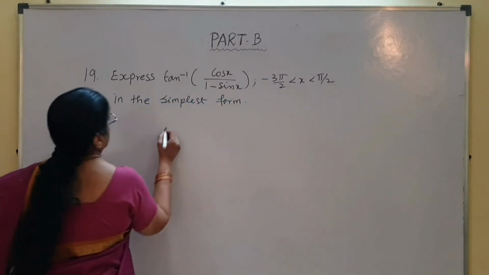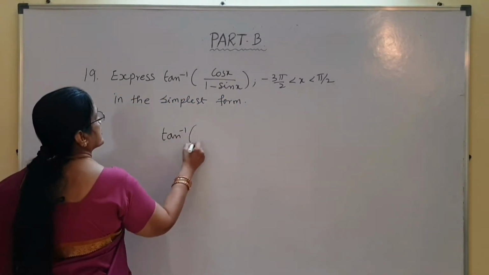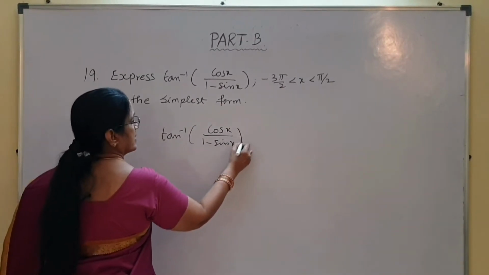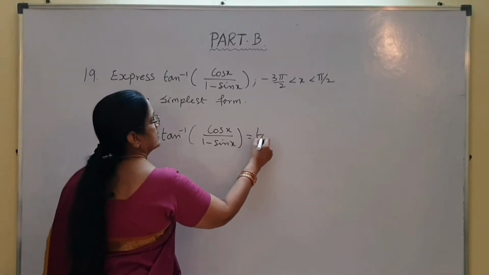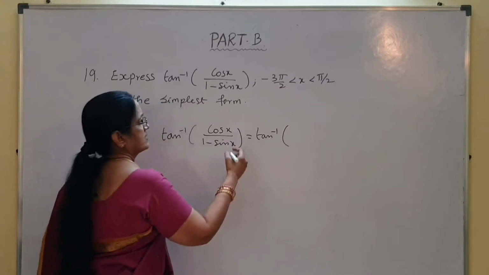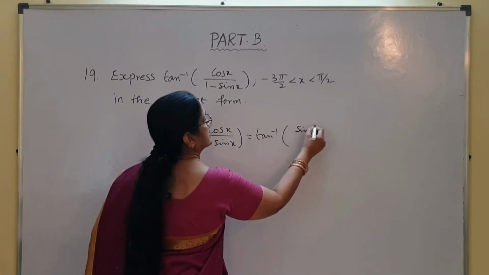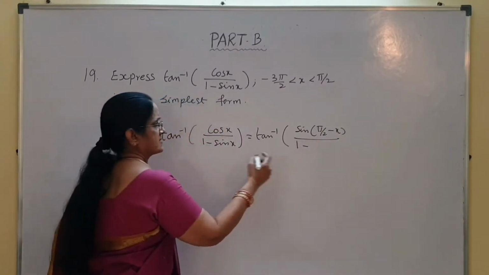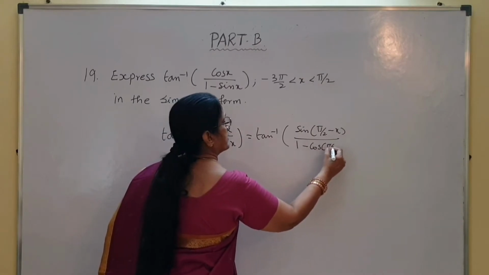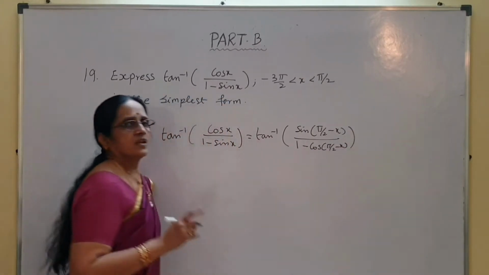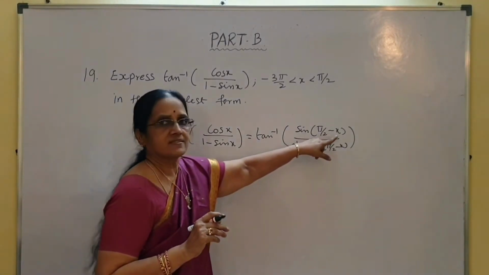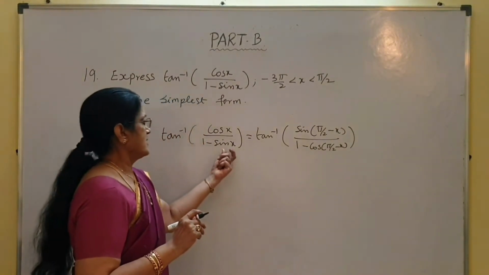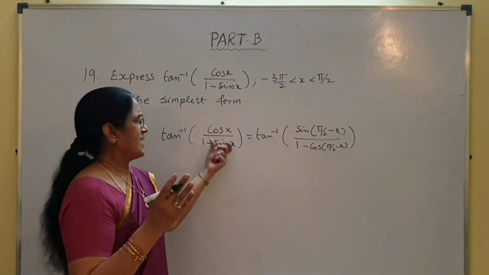So, here tan inverse cos x by 1 minus sin x can be written as tan inverse cos x, I can write it as sin pi by 2 minus x by 1 minus sin x can be written as cos pi by 2 minus x. You know, sin of 90 minus theta is cos theta. Cos of 90 minus theta is sin theta. So instead of theta, x is given here.